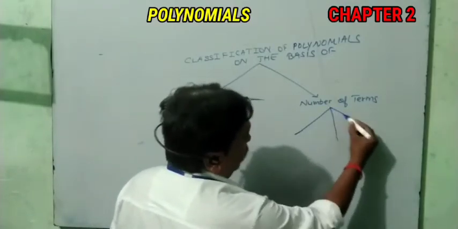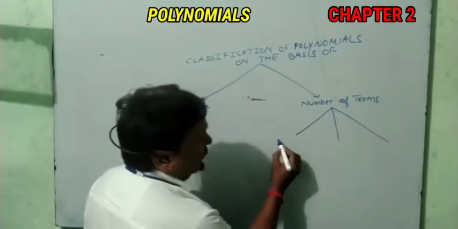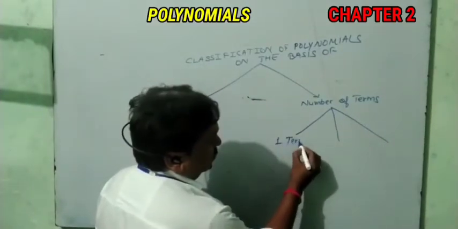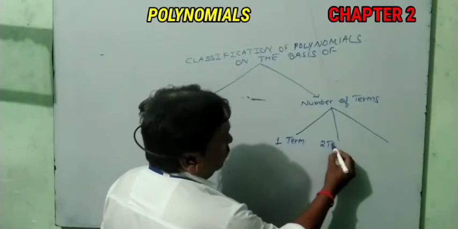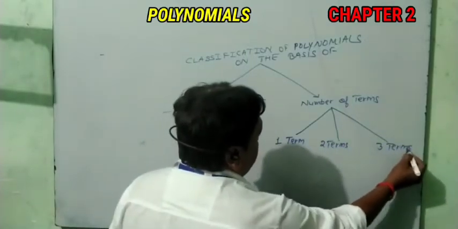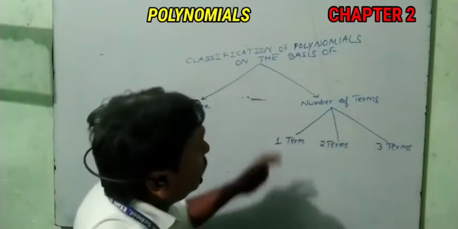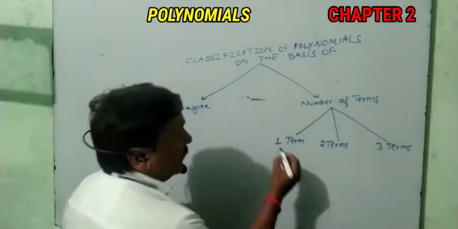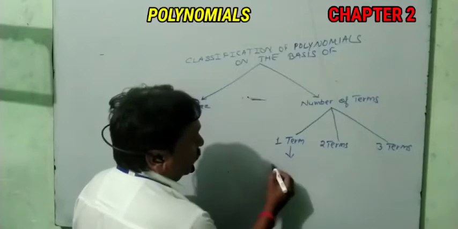See, on the basis of number of terms, I will divide it into three parts: having one term, having two terms and having three terms. If a polynomial has one term, then it is called a monomial.